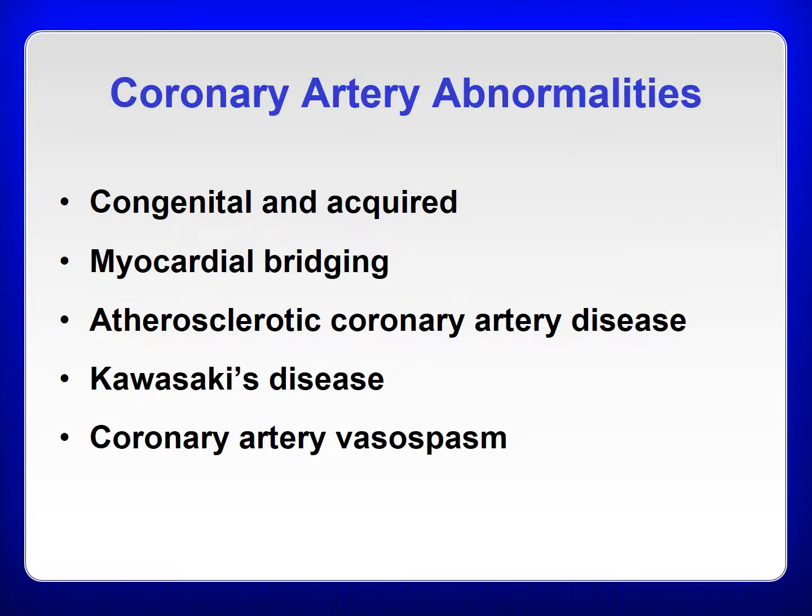So here are coronary artery abnormalities. There's both congenital and acquired. And then these are just some examples: myocardial bridging, atherosclerotic coronary artery disease, Kawasaki's disease, coronary artery vasospasm. So these are all different things that can potentially cause an abnormality as far as blood flow to the heart is concerned.